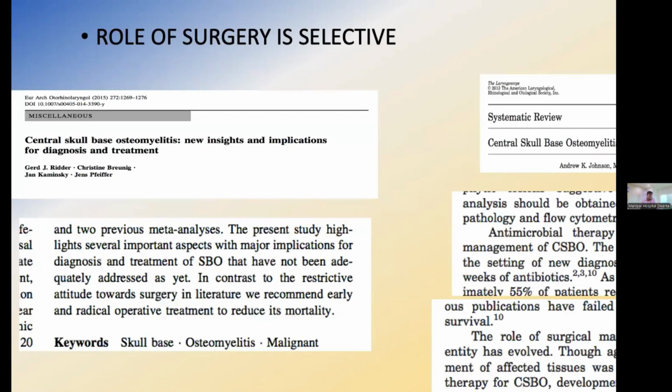The role of surgery is selective. Sir had very nicely put in his talk on when to operate. But if you look at the literature, there are 2 schools of thought. Look at the left side. Present study highlights several important aspects with major implications for diagnosis. In contrast to a restrictive attitude towards surgery, we recommend early and radical operative treatment to reduce its mortality. In contrast to what sir has said. And I agree with what sir was alluding. The role of surgical treatment has evolved. Although aggressive surgical debridement was once considered first line, there are now antimycobacterials which are better, and we recommend a less radical approach.